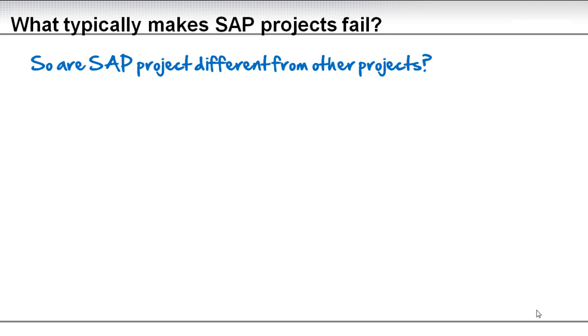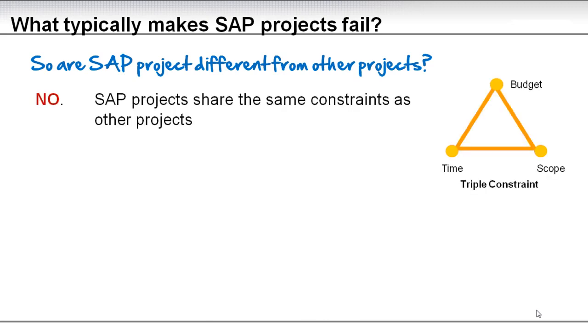So are SAP projects really different from other projects? Well, besides the characteristics, the answer is no. SAP projects share the same constraints as other projects. The triple constraint model for project management is that you have a budget, you have a timeline, and you have a certain scope.